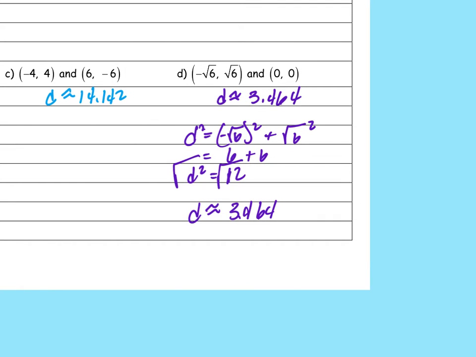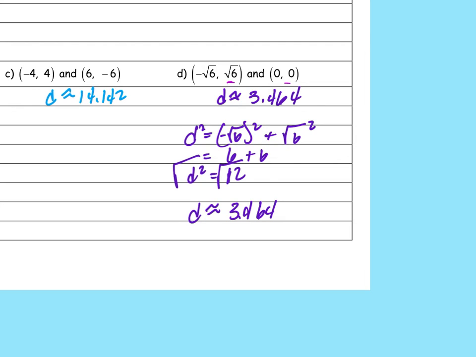Well, the square root of 6 minus 0 is just the square root of 6, right? Are you okay with that? I have no idea what you just said. The square root of 6 minus 0 is the square root of 6. Okay, that makes sense. So the distance between the square root of 6 and 0 is the square root of 6.